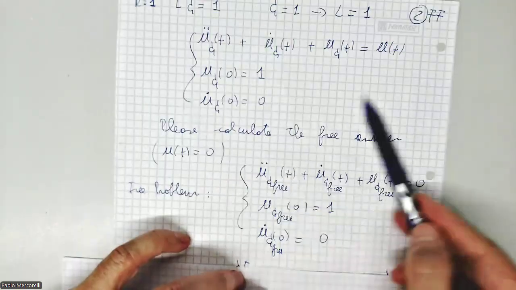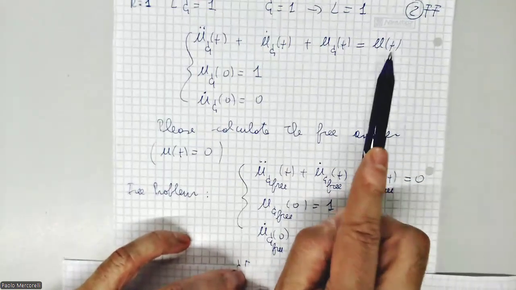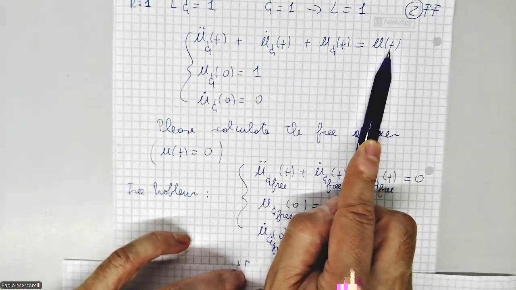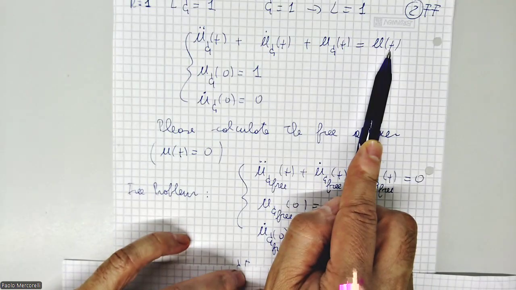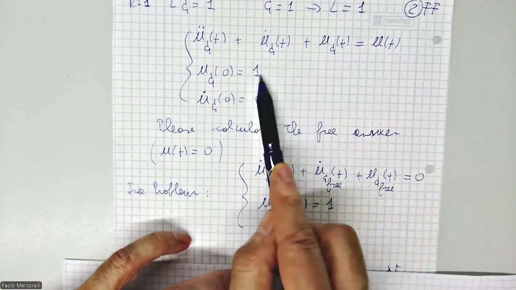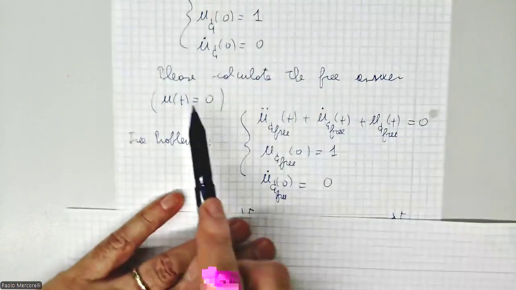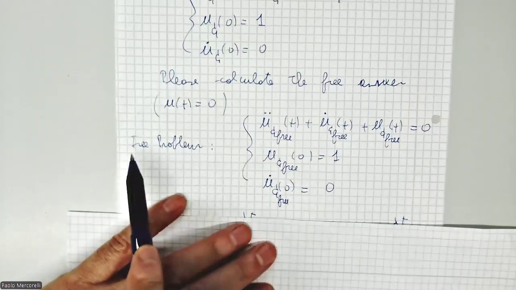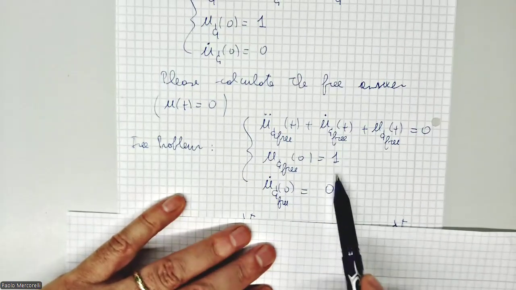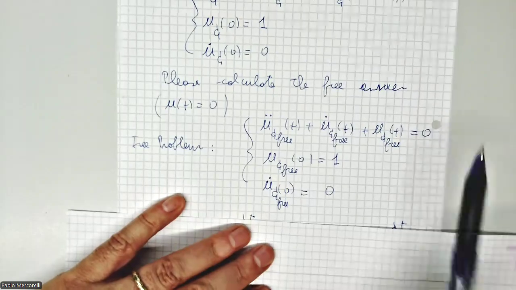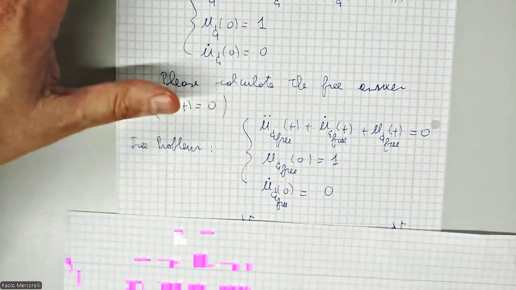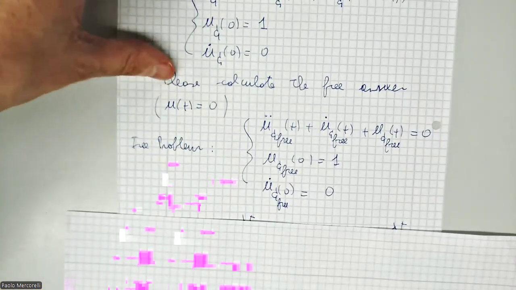In the general problem, we have two forms of input energy, external and internal. Now, in the free response, we consider just the internal one. U of t is equal to 0. It's exactly what I told you until now, but here we have this particular system.